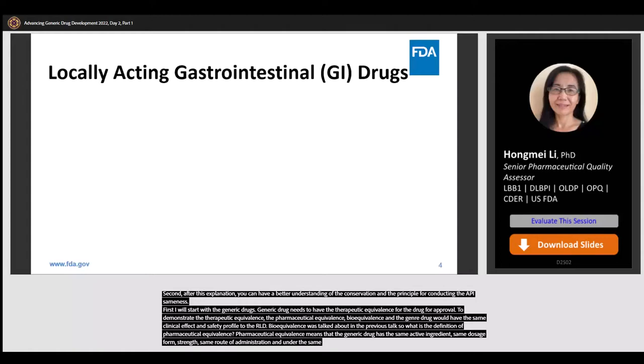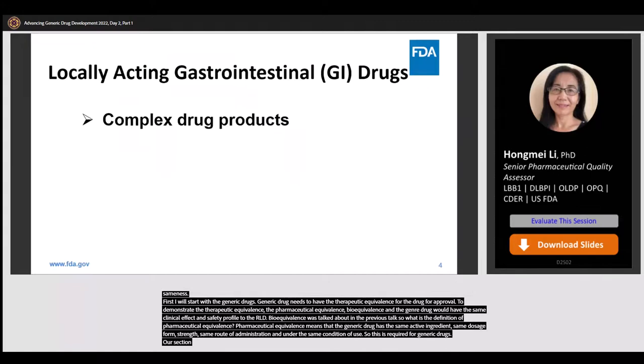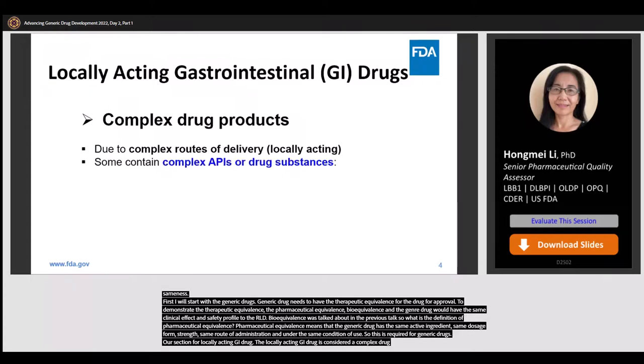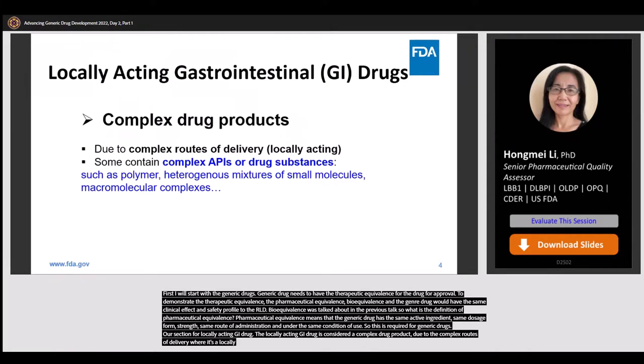Our section focuses on locally acting GI drug products. Locally acting GI drug products are considered complex drug products due to the complex route of delivery, which is a local acting mechanism. Some of the GI products also contain complex API drug substances, such as synthetic polymer, heterogeneous mixture of small molecules, or macromolecule complex used as a drug substance in these drugs.